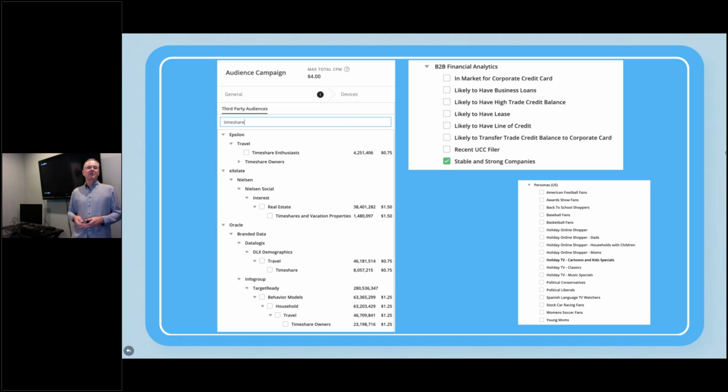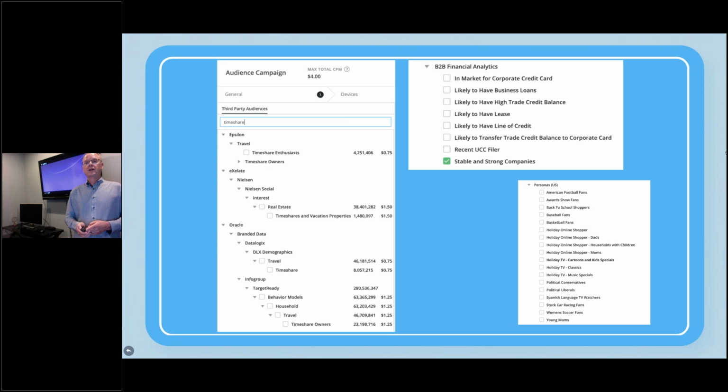So let's talk about some of the targeting that can be done. We have timeshare owners. We have a customer that is into helping people exit out of their timeshares. So we were checking the available audiences for him, and if we go down to this first screen at the bottom, there are 23 million timeshare owners in the United States.